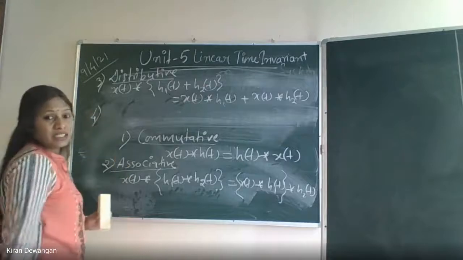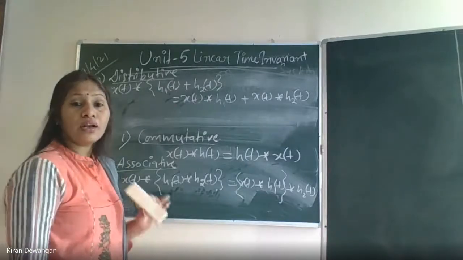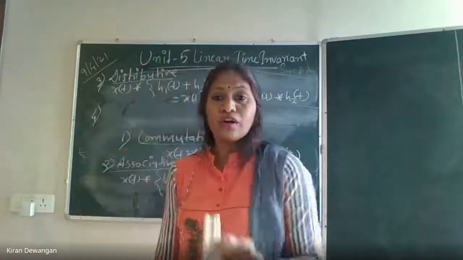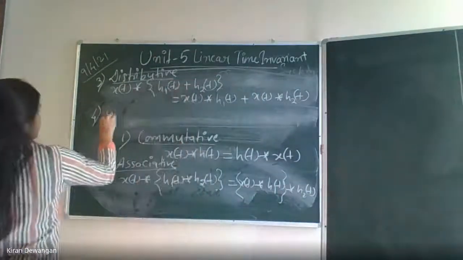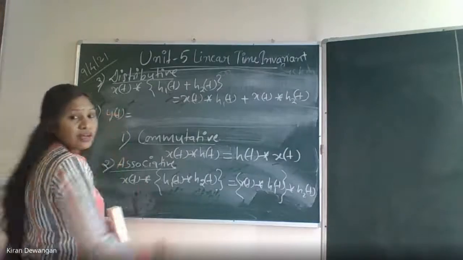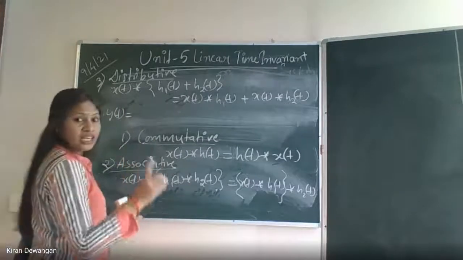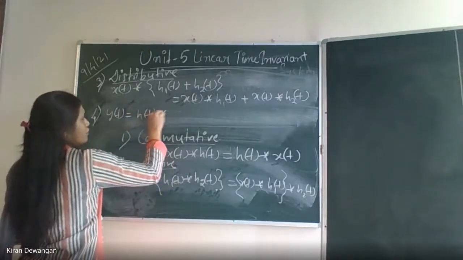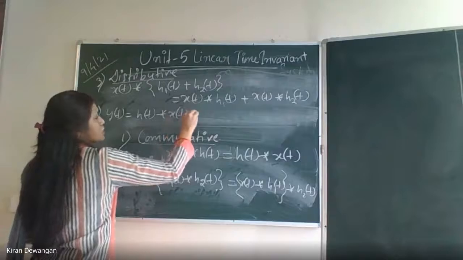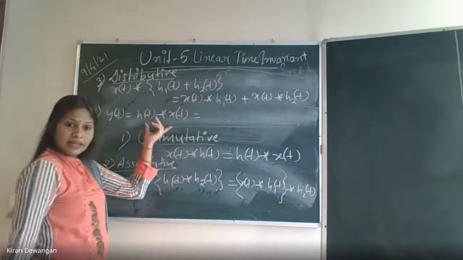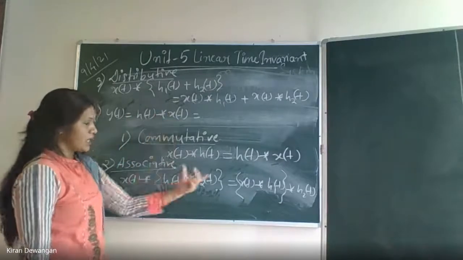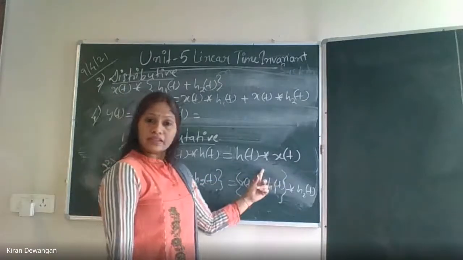the fourth one, which is the important one, convolution integral operation. Convolution integral operation, as we already know, y(t) is what? y(t) is x(t) convolution h(t). This can even be written as h(t) convolution x(t). I can write it this way also, because as we have already taken, we can write it in this form.